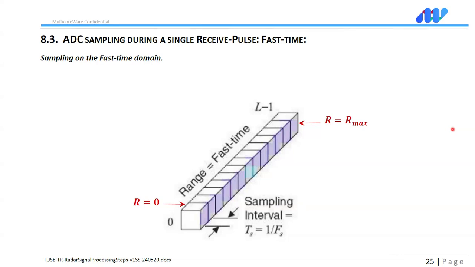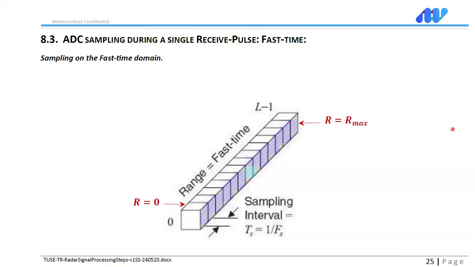It's called fast time because it's the fastest sampling rate in the radar system. When we go to the second dimension, we're going to see it's a slower rate, and that's why we call it slow time. And in this presentation, we're not going to discuss any heart rate and breathing rate measurements. There we're going to call it very slow time.